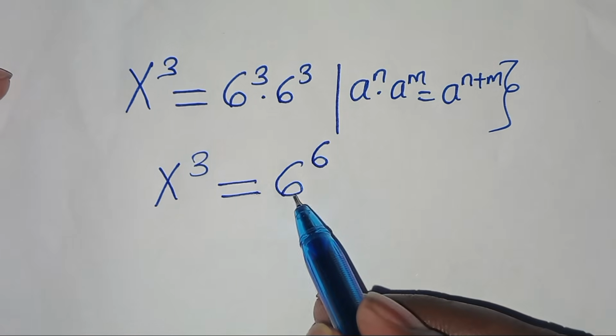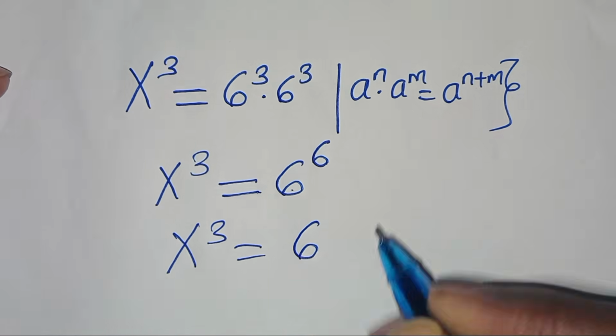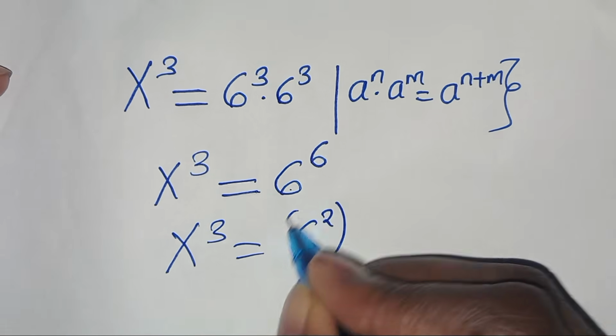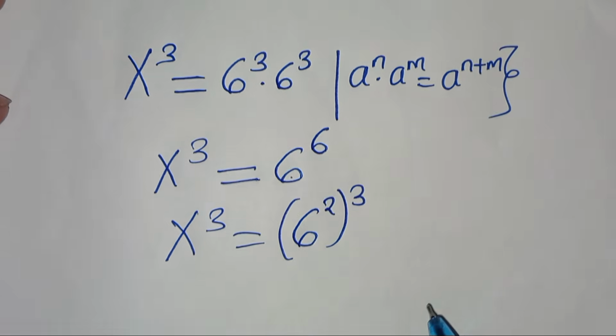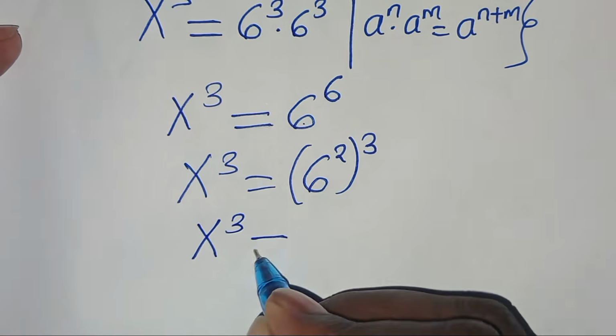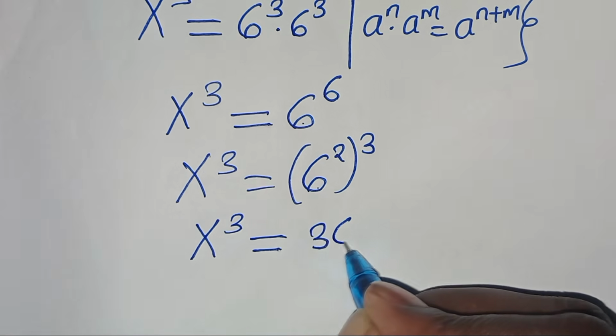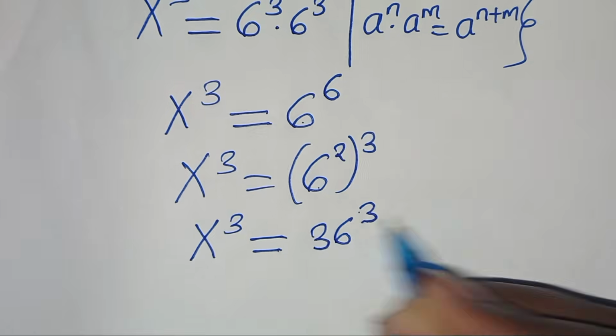Now we can express 6 to the power of 6 as 6 to the power of 2 raised to the power of 3. Now this implies that we have x to the power of 3 equal to 6 squared, which is equal to 36 raised to the power of 3.